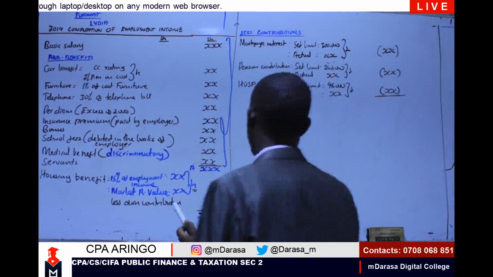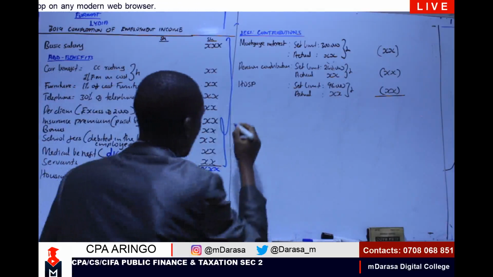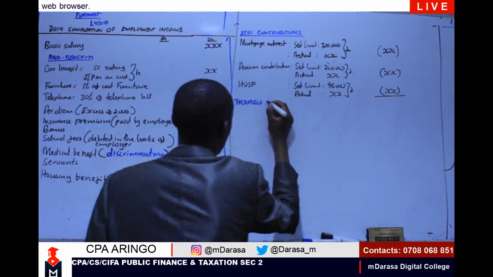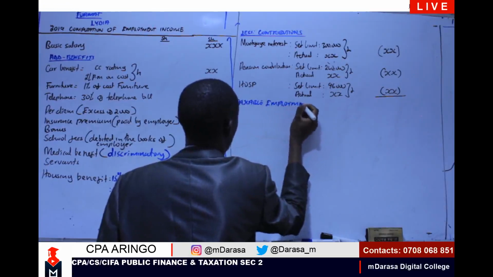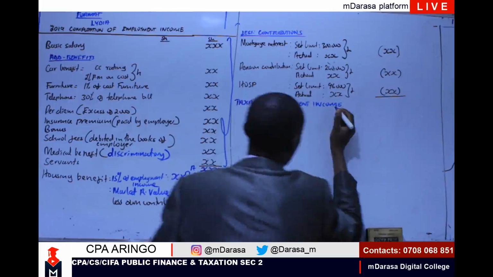So that the figure that I should be having here is what? Taxable employment income. Taxable employment income.